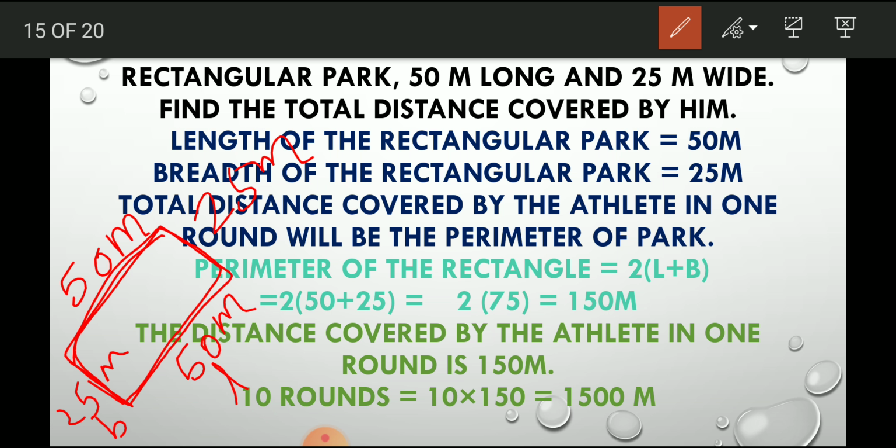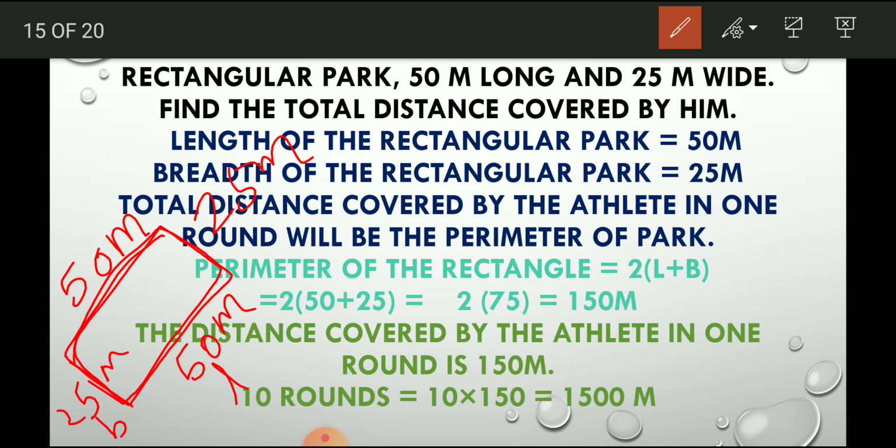So we just put the value of L and B. 2 into 50 plus 25. If we add 50 and 25 we get 75. If we multiply 2 and 75 we get 150 meter. So the distance covered by the athlete in one round is 150 meter.